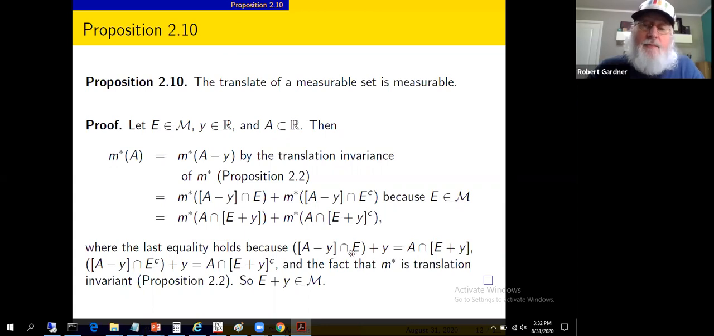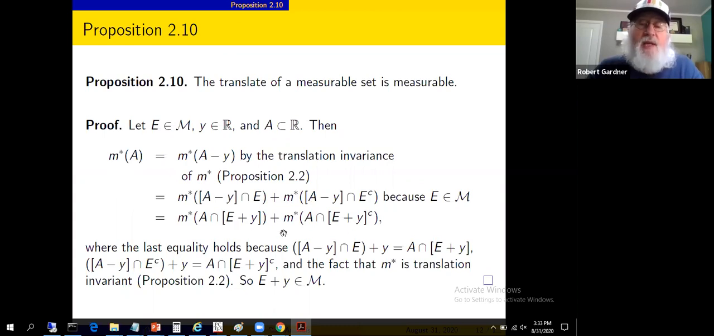But I'm claiming that we've got equality when we do this translation. Take this set, add y to it, get that set. Similarly here, so we're translating these two sets and drawing a conclusion of equality. Yeah, because we've got translation invariance of outer measure. So this being a translate of that, these two have the same measure, same thing over here. And what we got from beginning to end is the outer measure of A equals the outer measure of A intersect E plus y plus the outer measure of A intersect E plus y complement.